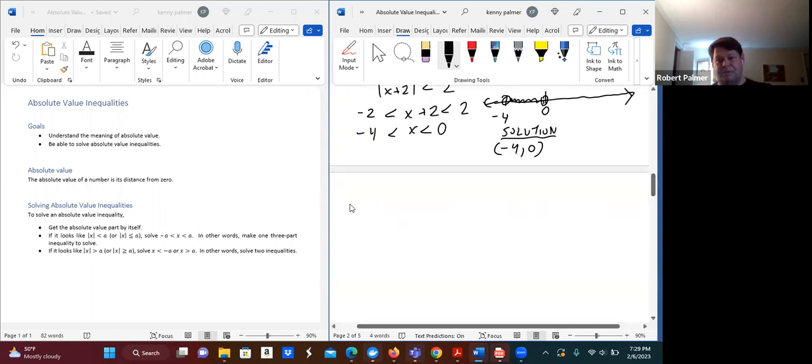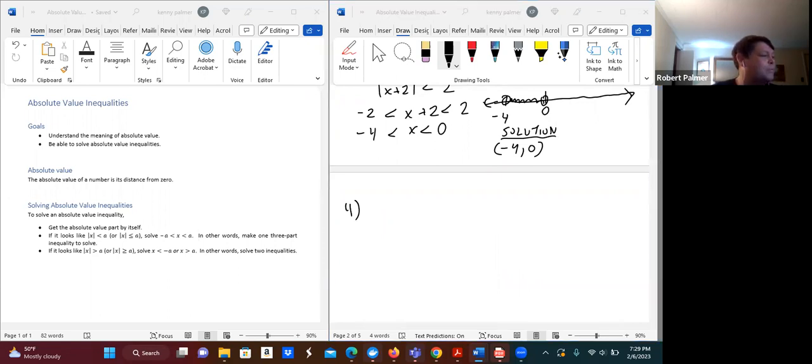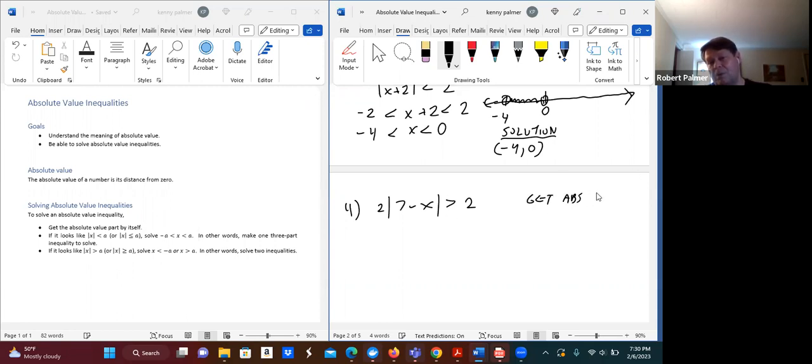Okay. Number 4. Let's say we have 2 times the absolute value of 7 minus x is greater than 2. Same thing: get the absolute value part by itself. If we do that, we divide both sides by 2. That gives me the absolute value of 7 minus x is greater than 1. Since we divided by a positive, we don't change our sign.